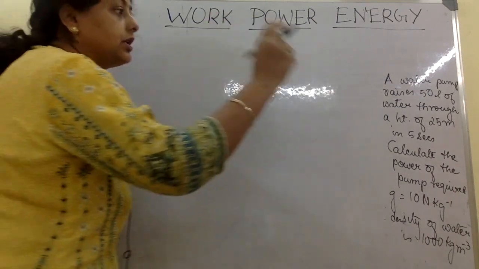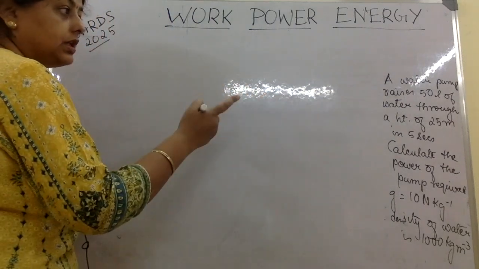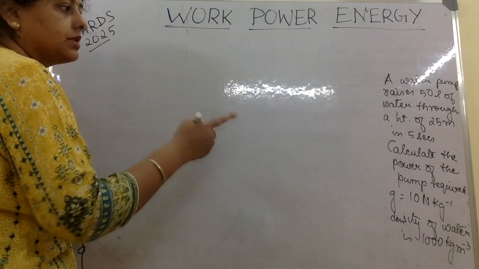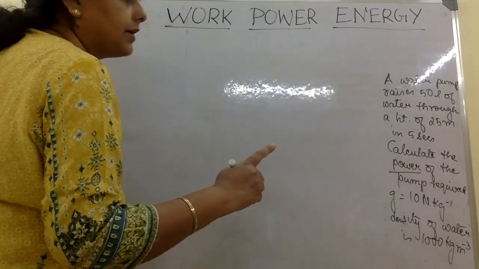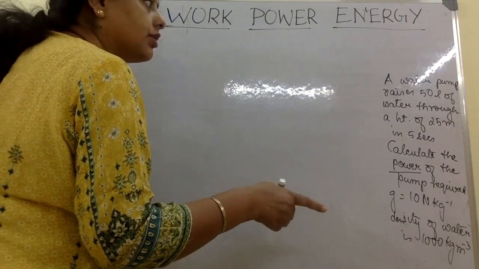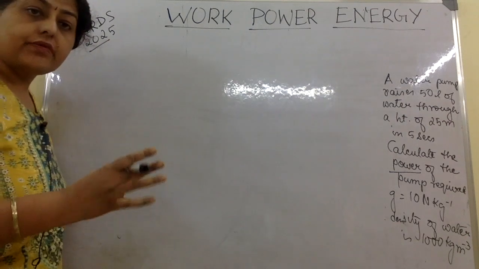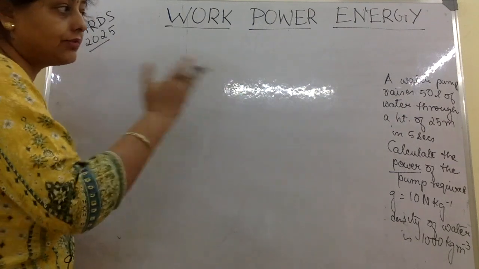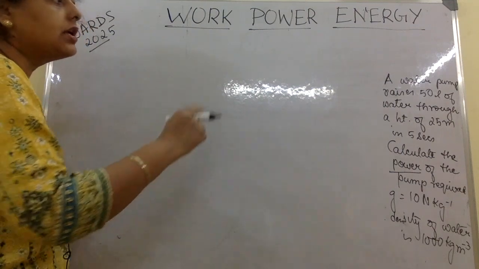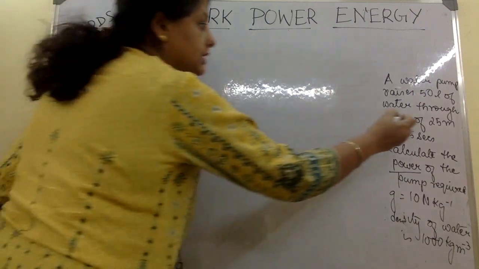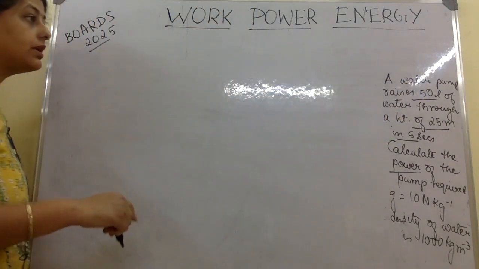Water pump raises 50 liters of water through a height of 25 meters in 5 seconds. Calculate the power. We have to get the power of the pump required, and g is given, density of water is given. Now we don't have anything to do with volume of water, but then why have they given? Because we don't know how much weight the water pump is picking up. And through a height, this is naturally the displacement. Here is the time.